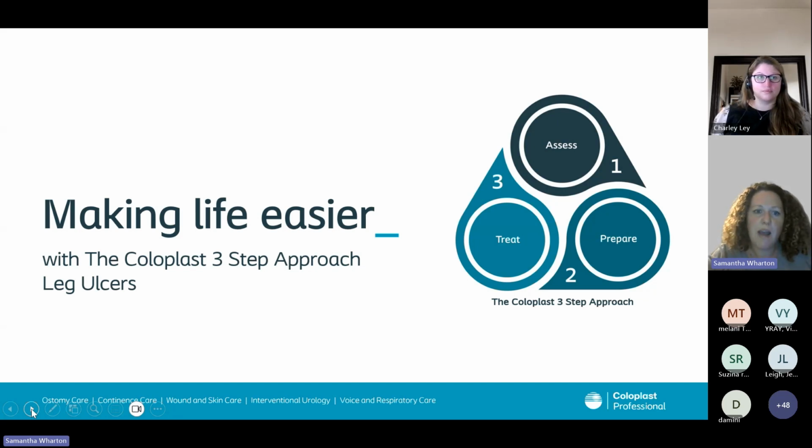So today we're looking at making life easier using the three-step approach, specifically looking at leg ulcers.